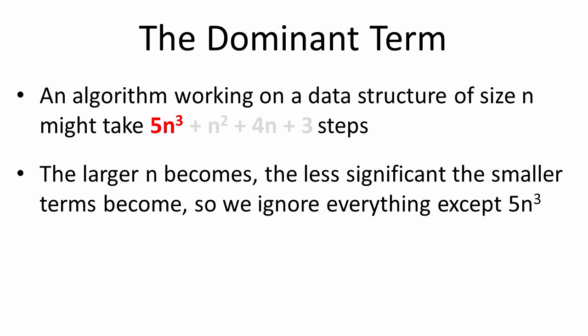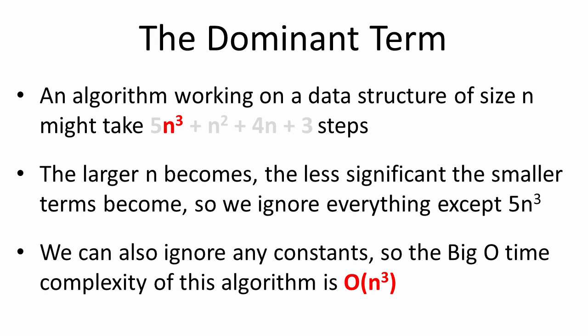The term 5n^3 grows so quickly that the other terms just don't matter. They get swallowed up. So we can ignore everything after 5n cubed. In fact, we can also ignore any constants. So the big O time complexity of this algorithm is O(n^3). We call this cubic complexity.